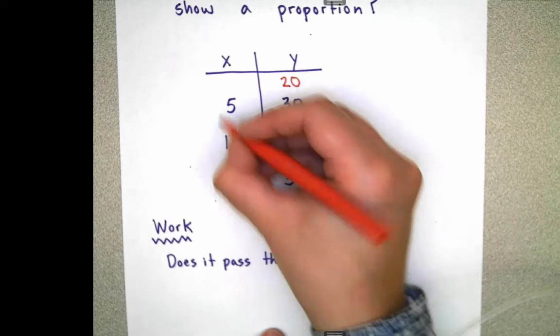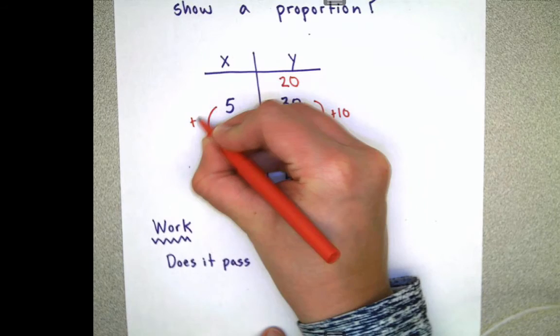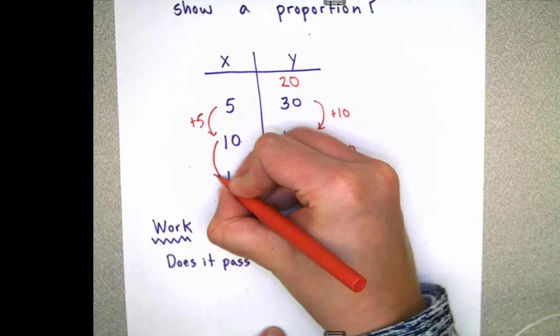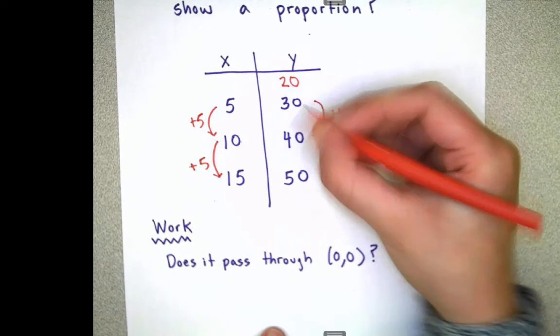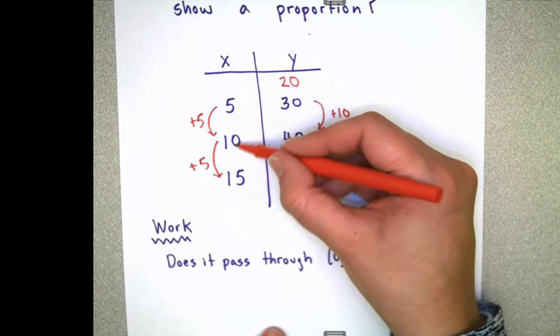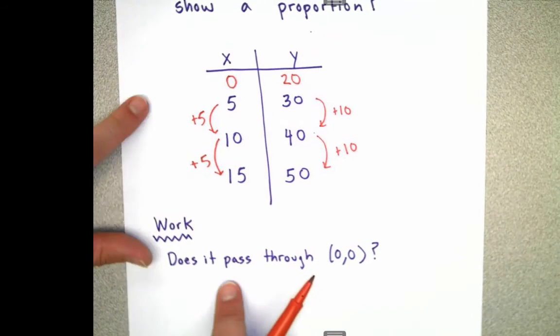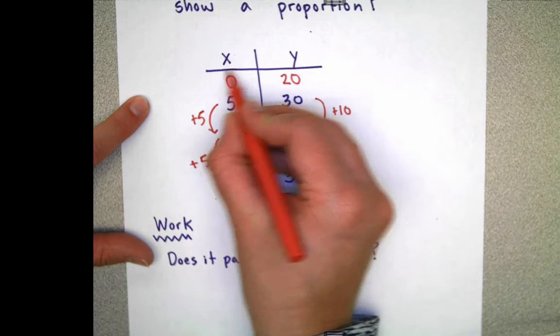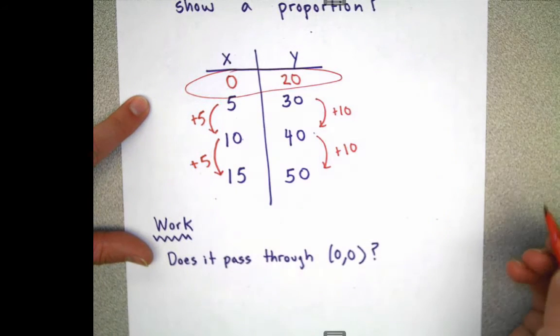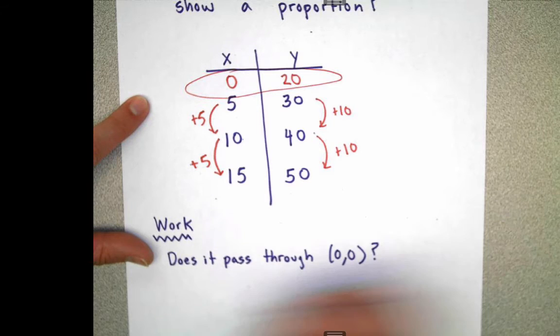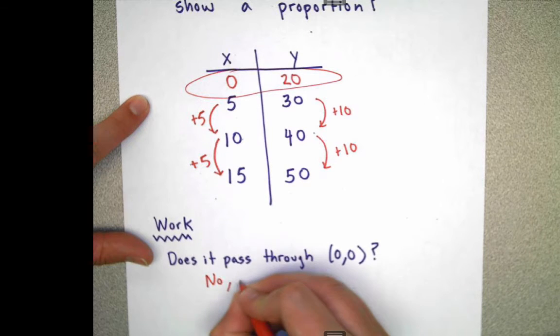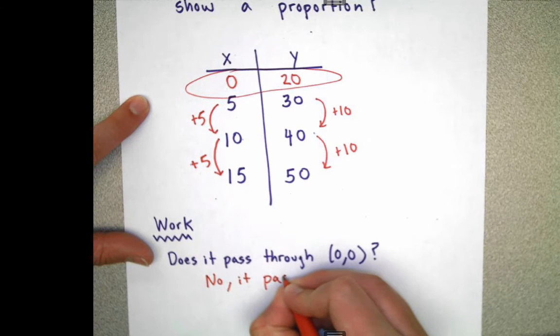Over here, there's a pattern too. We're adding by 5s. So we definitely have nice constant growth. If I was to go back 5s, 15, 10, 5, it'd be 0. So the question is, does it pass through 0, 0? And right here, I'm thinking in my head, no, it passes through 0, 20.